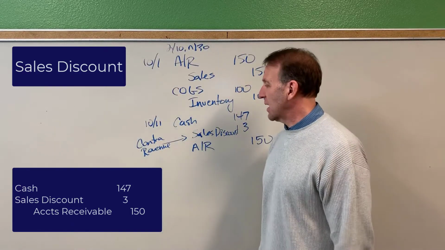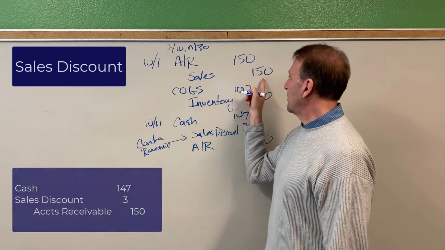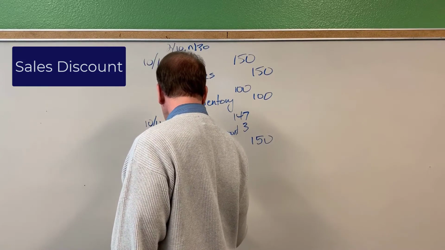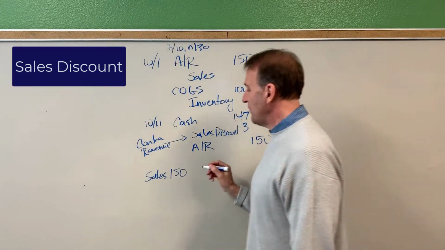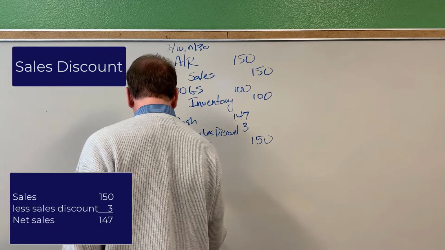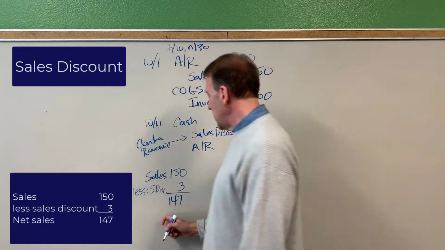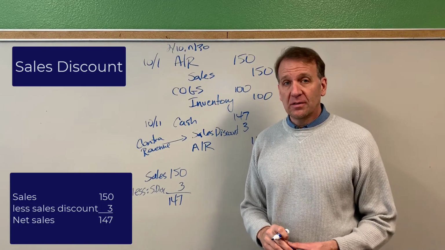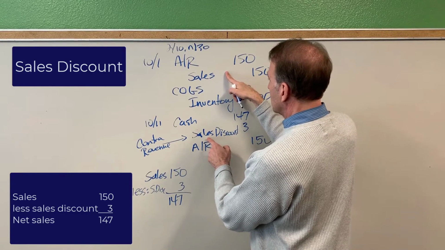A contra revenue account. So what happens here is, look what it shows our sales at. If we were gonna look at our income statement, it shows sales revenue of $150, but this contra revenue goes with this. So I'm gonna abbreviate here, less sales discount of $3. So you can see our net sales then is $147. Okay, these two accounts go together, sales and sales discount.